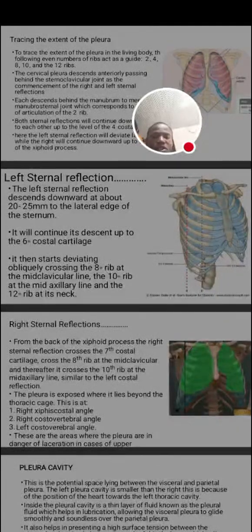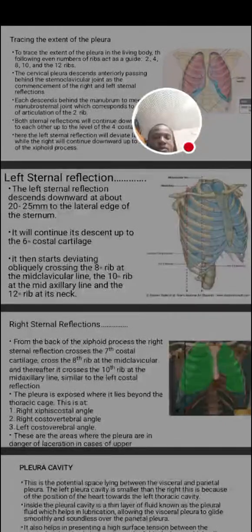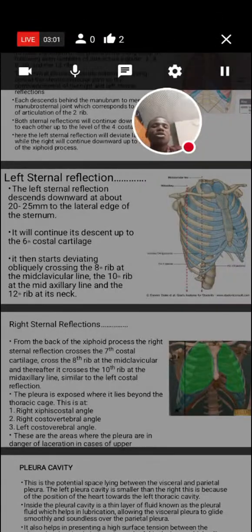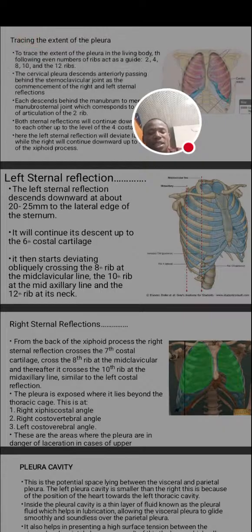And the right reflection, from the back of the xiphoid process, the right sternal reflection crosses the 7th costal cartilage, crosses the 8th rib at the mid clavicular line. So what do they mean by this reflection? It is where you can pick the pleura. The pleura is exposed where it lies beyond the thoracic cage. So the right sternal reflection is at the right costovertebral joint.